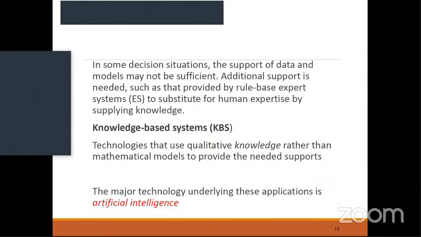In some decision situations, the support of data and models may not be sufficient, and additional support is needed, such as that provided by rule-based expert systems to substitute for human experts by supplying knowledge. Here I will give an example. In solving very complex problems, what we do is represent this knowledge in a specific representation, and then use predefined rules to extract more knowledge from it.